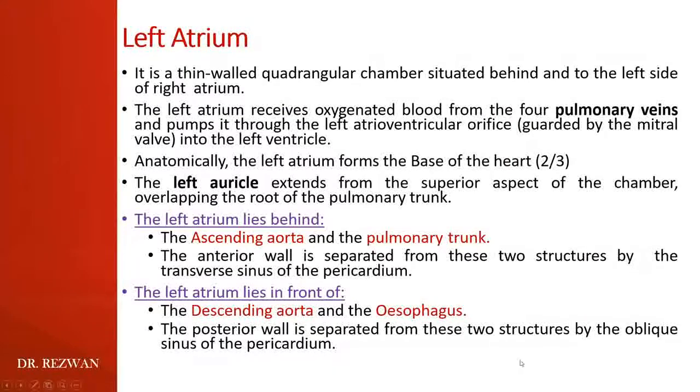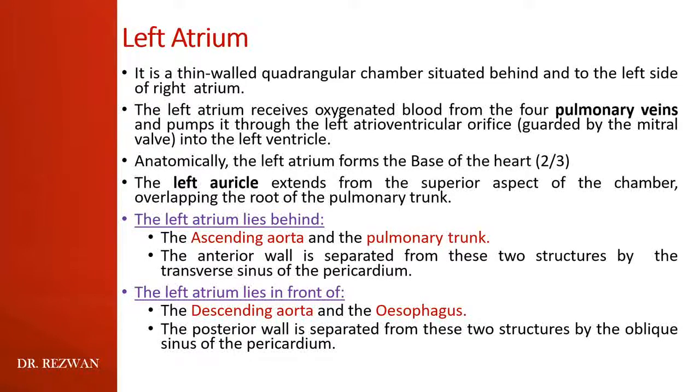Now let's start the left atrium. It is a thin walled quadrangular chamber situated behind and to the left side of the right atrium. The left atrium receives oxygenated blood from the 4 pulmonary veins and pumps it through the left atrioventricular orifice, which is guided by the mitral valve into the left ventricle.